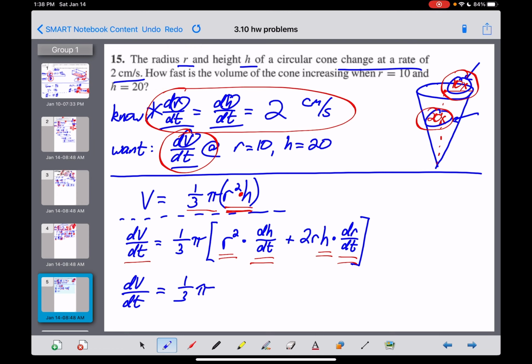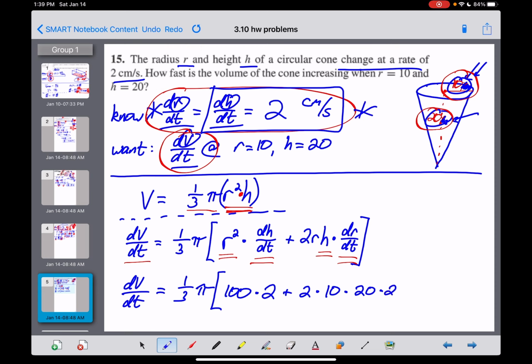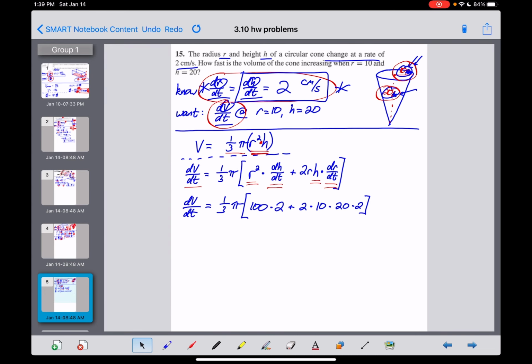So this is going to be a 1/3 pi. And then in parentheses now, our radius at this moment is going to be, let me get rid of those stupid x's I put there. The radius was 10. So I'll square that and get a 100, and then multiplied by dh/dt, which is right here, dh/dt is 2, plus 2 times the radius at the moment in question is 10, the height at the moment in question is 20, and dr/dt is given to me on this line here as well. That is a 2 also. So we're actually very close to being done with this problem.